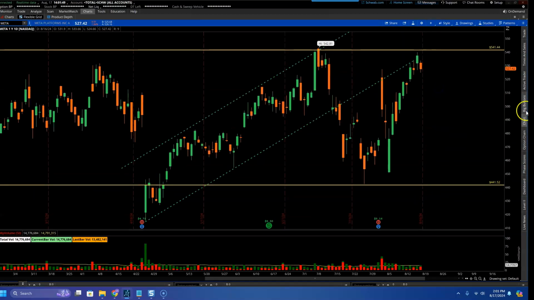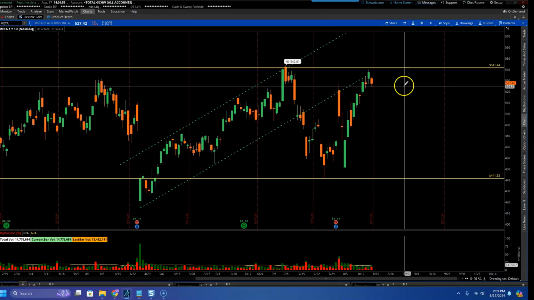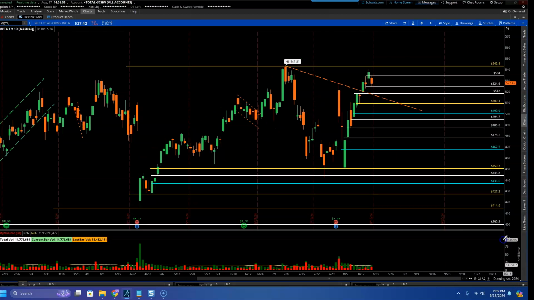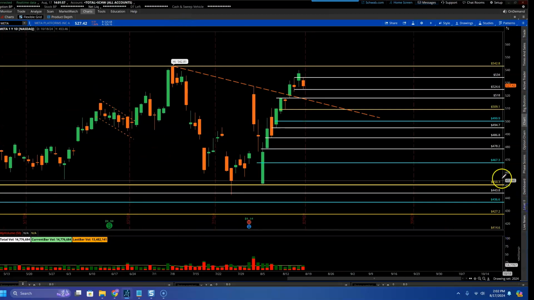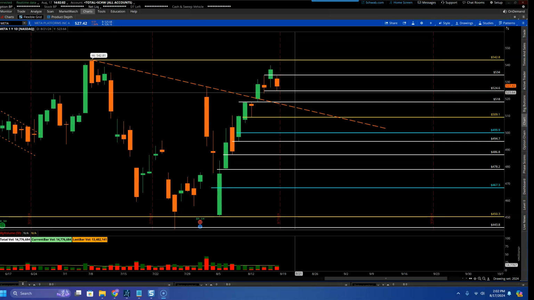So still okay. But on a daily level, again, I don't really trade this name that much, but let me bring the levels. So here are some clues that you can get, right? If we get a back test of this broken downtrend line, this could be your area to look for a bounce. This is sort of the all-time high. So let's see if it can manage to get back above that area.